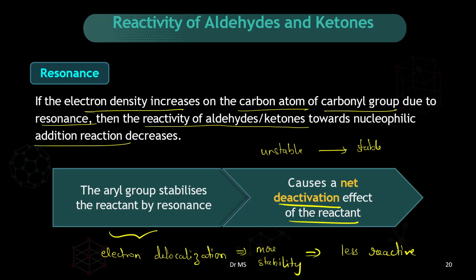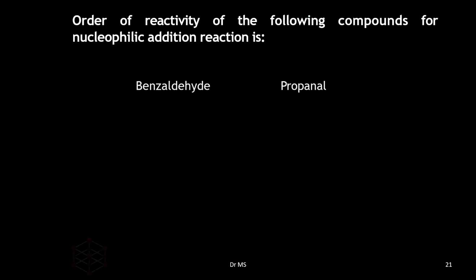So let's see how much you understood in today's class. So we'll see the questions. The order of the reactivity of the following compounds for nucleophilic addition reaction is: so tell me. So propanol will be more reactive. Okay, don't tell me the reason. What about the others? Is it this one or this one? Is it one or two?